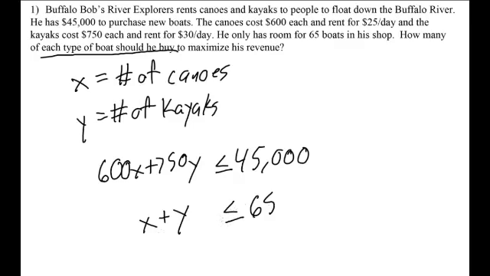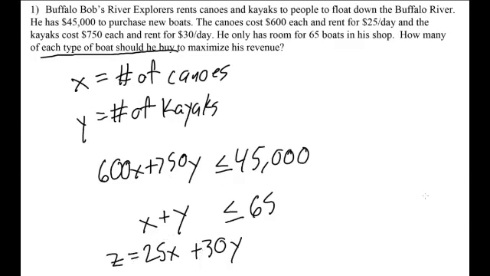All right, the last part is our revenue equation. We're trying to maximize revenue, and we know that Buffalo Bob charges $25 a day to rent the canoes and $30 a day to rent the kayaks, and so those are going to be where our revenue numbers come from. So $25 a day for canoes and $30 a day for kayaks, and that is going to be our z equation, our optimization equation. So this is how we would set up this problem.